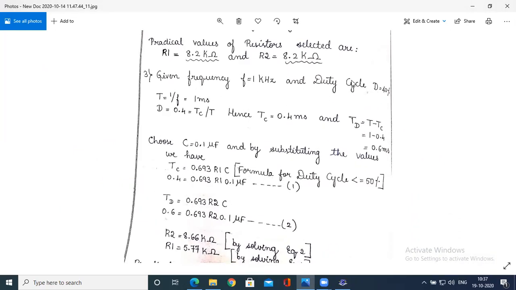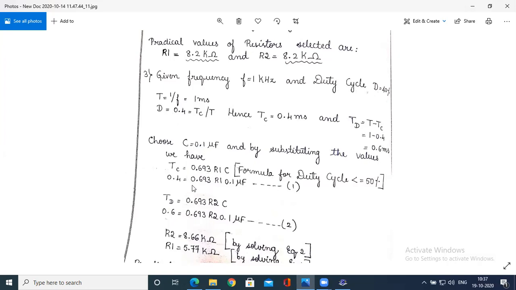Given frequency f equals 1 kilohertz, duty cycle d equals 40, T equals 1 by f, 1 millisecond. So calculate d equals 0.4, Tc by T, Tc is 0.4 millisecond, and Td equals 1 minus 0.4, 0.6 millisecond. So capacitor is 0.1 microfarad. Substituting these values, you need to calculate Tc.